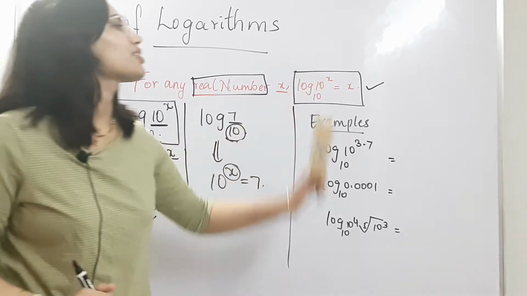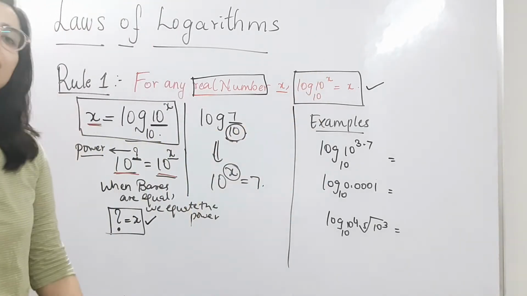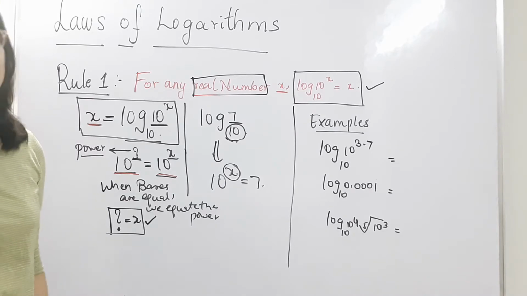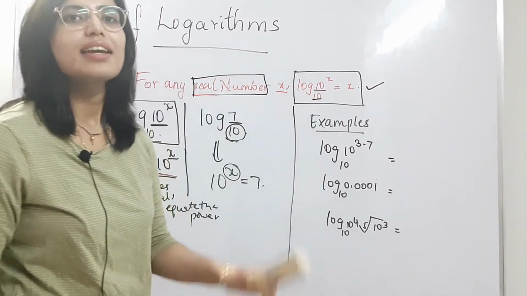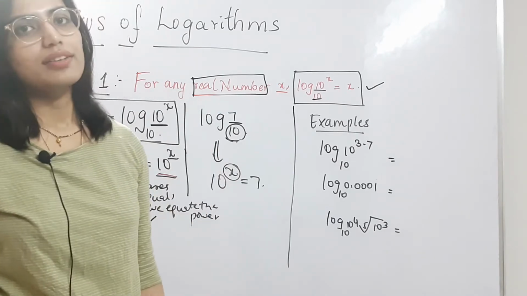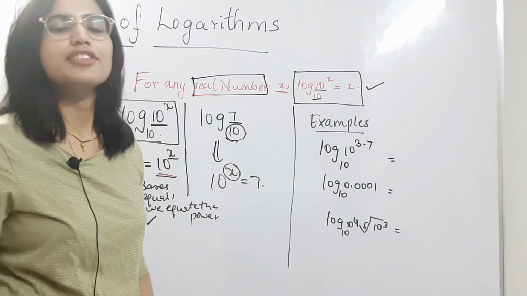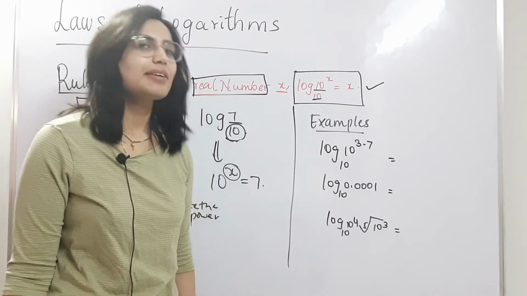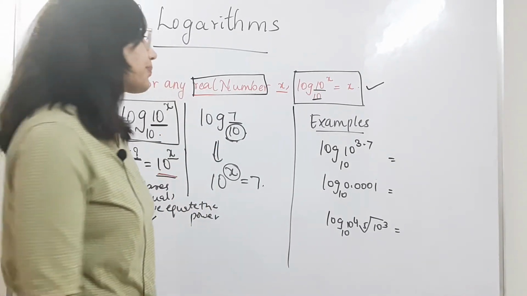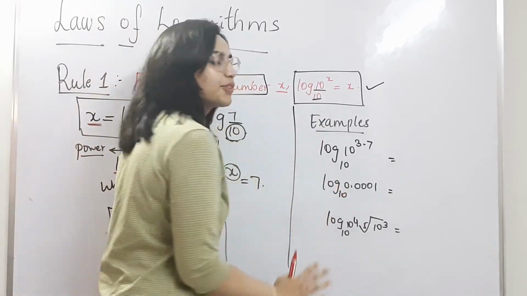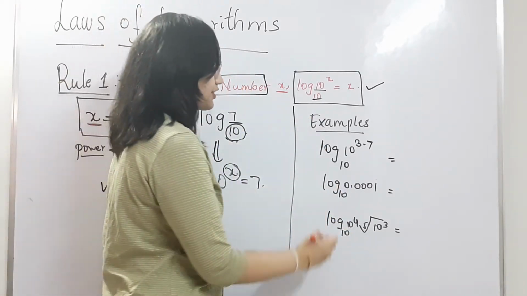That is the first law of logarithm, that is, log of 10 to the power of x to the base 10 is equal to x. Here please note that the base and the number itself are equal, that is, n and b are equal, if we assume n as the number and b as the base. Okay, so this is the first law of logarithm. Now using that I have written a few examples here. Let's try to decipher these.